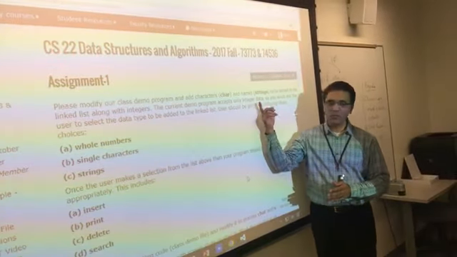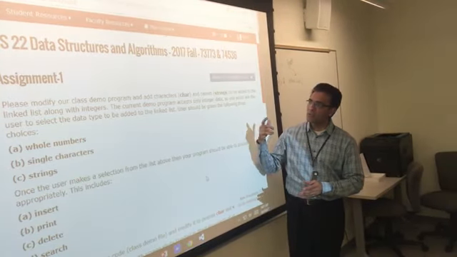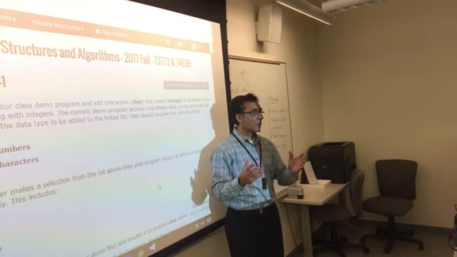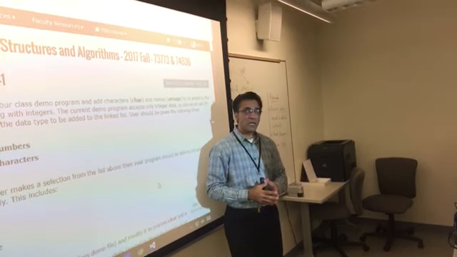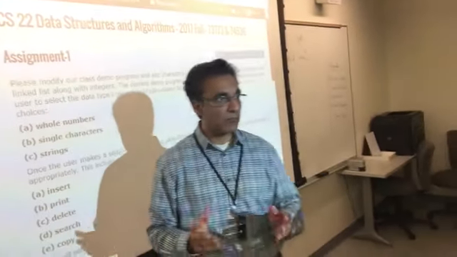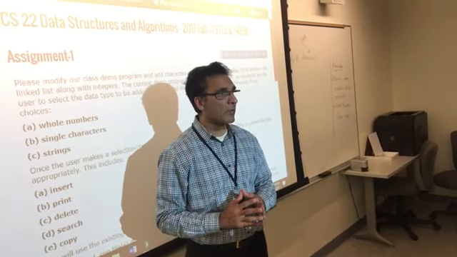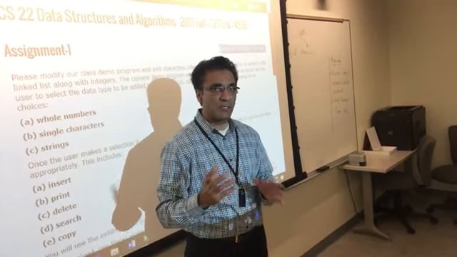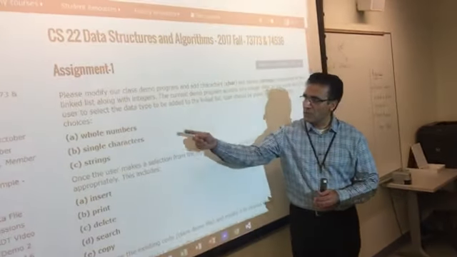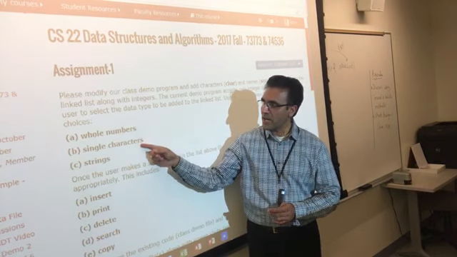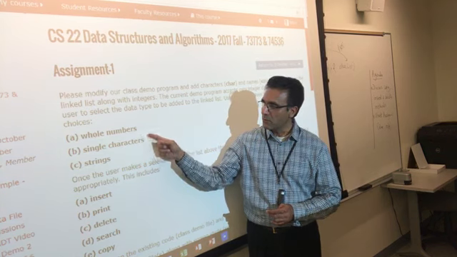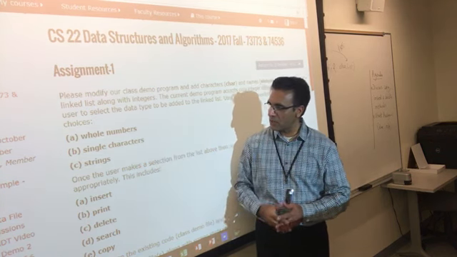The current demo program accepts only integers. So you would ask the user to select what type of data he or she wants to add. I recommend, if you are just starting, also for our online students, try the double data type. That's the easiest one, and you don't have to make a lot of changes. Just switch your integer into double and see if you can fix it. If that works, then you can very quickly move on to characters. To get the full credit for this assignment, these are the three things I would like to see at least: whole numbers, which we already have, single characters and strings.